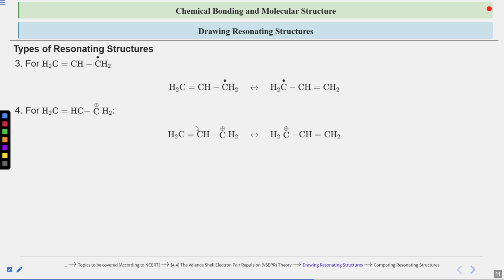So we can show it here. This double bond will move like this, and that will create a positive charge on the first carbon, whereas the positive charge on the right carbon will be neutralized by the double bond that has moved in between the carbons. I guess this is clear to you. So this is the fourth type of resonating structure.